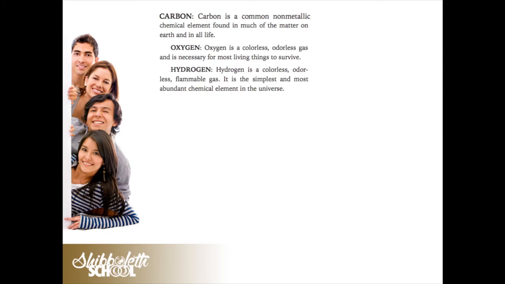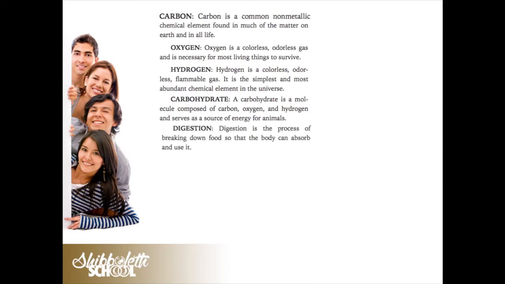Hydrogen. Hydrogen is a colorless, odorless, flammable gas. It is the simplest and most abundant chemical element in the universe. Carbohydrate. A carbohydrate is a molecule composed of carbon, oxygen, and hydrogen and serves as a source of energy for animals. Digestion. Digestion is the process of breaking down food so that the body can absorb and use it.